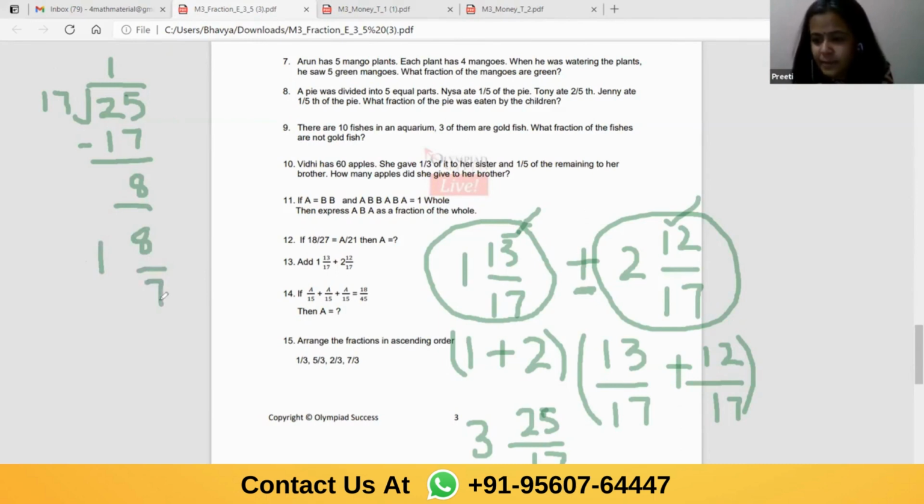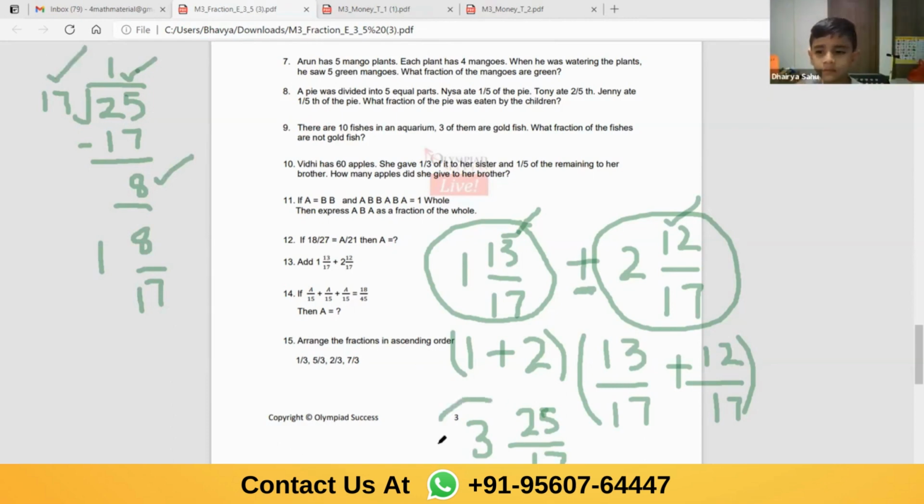Correct? Yes, ma'am. This becomes my whole number. This becomes my numerator, and this, upon 17, becomes my denominator. Correct? Yes, ma'am. Now this 3 here, I will add to this 1, because 3 is also a whole number and 1 is also a whole number. So it will become 4, 8 upon 17.